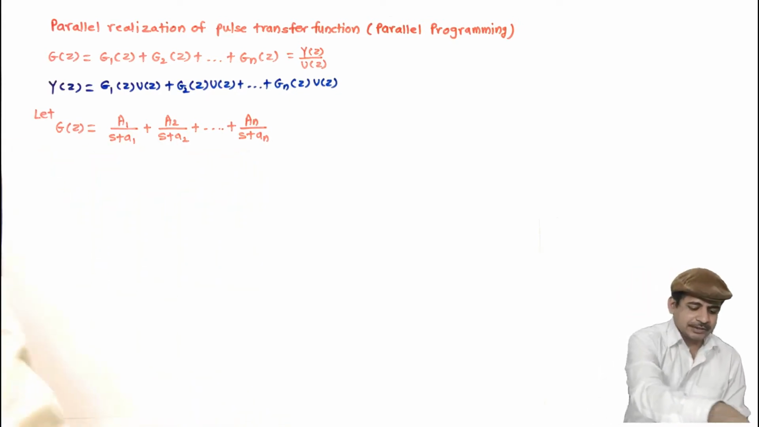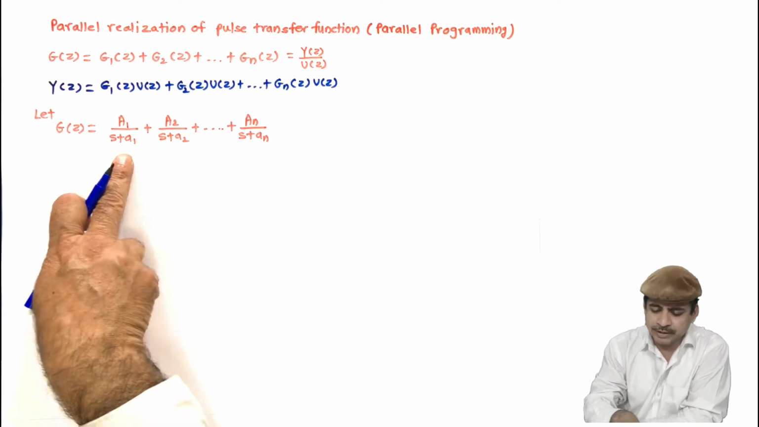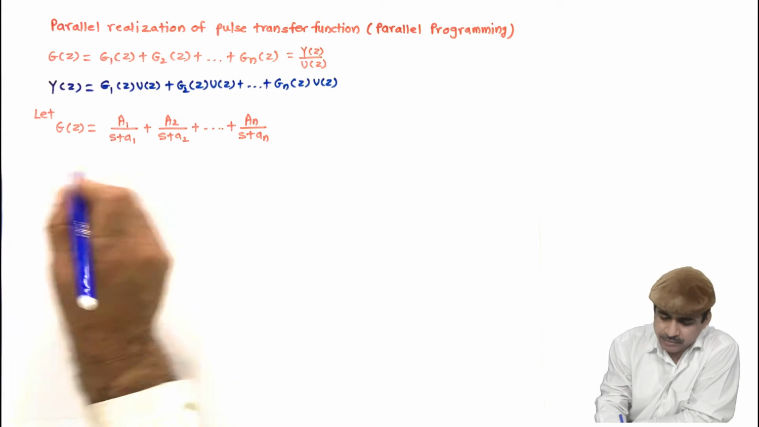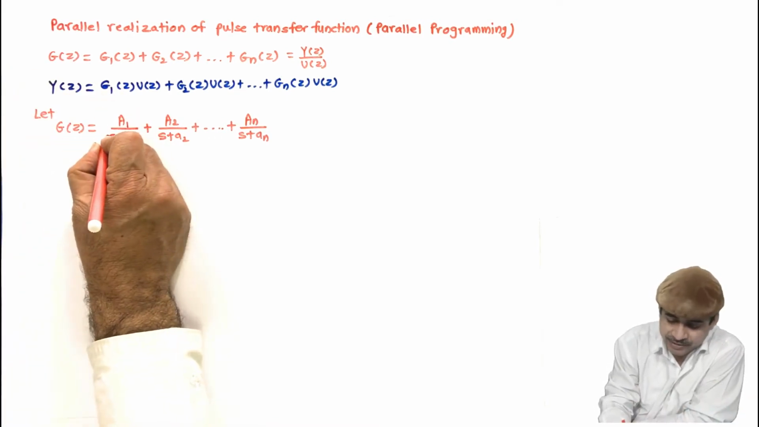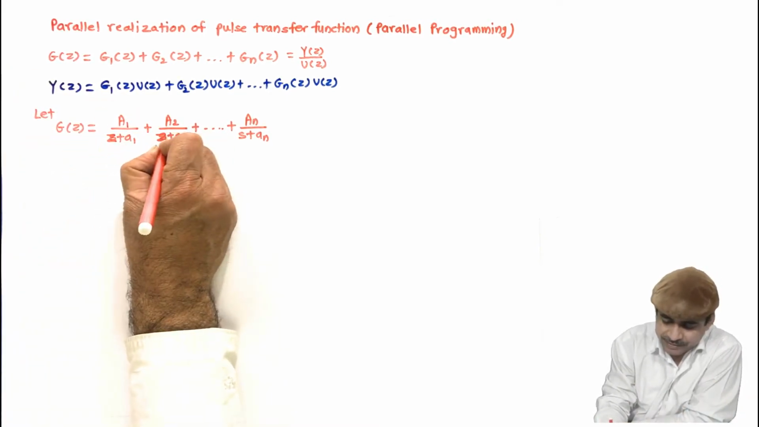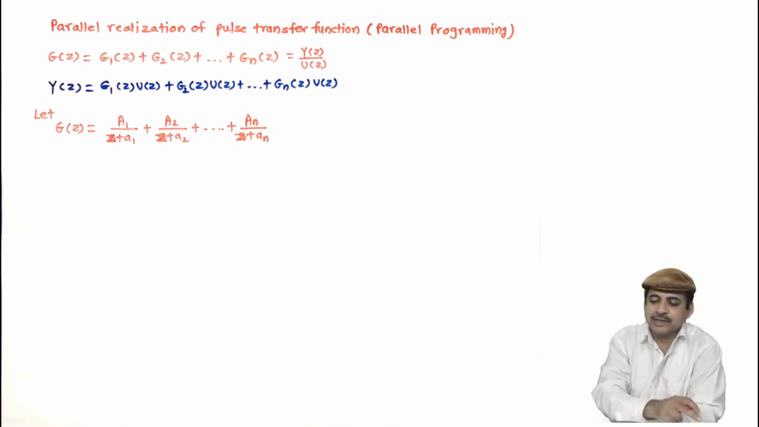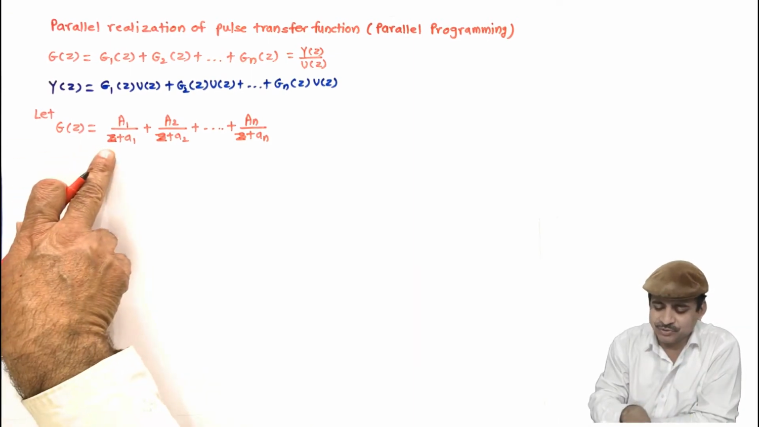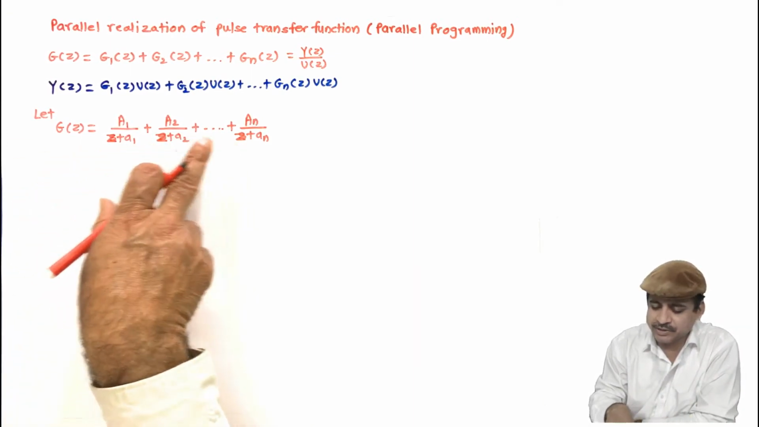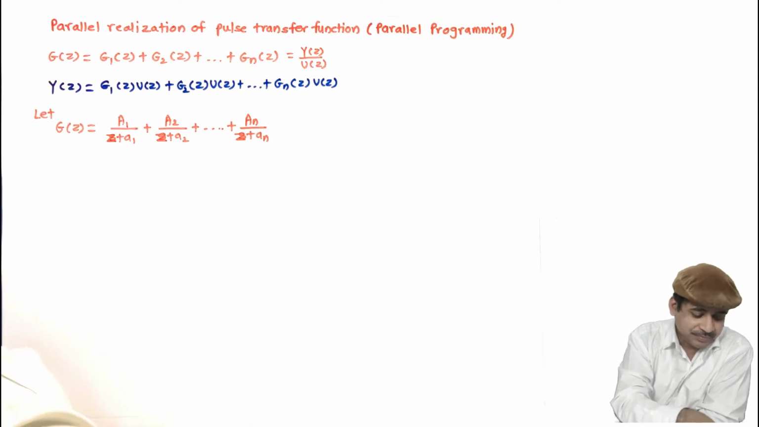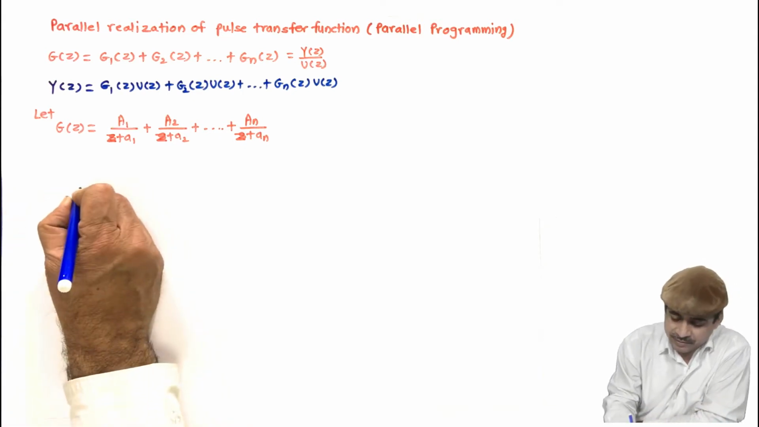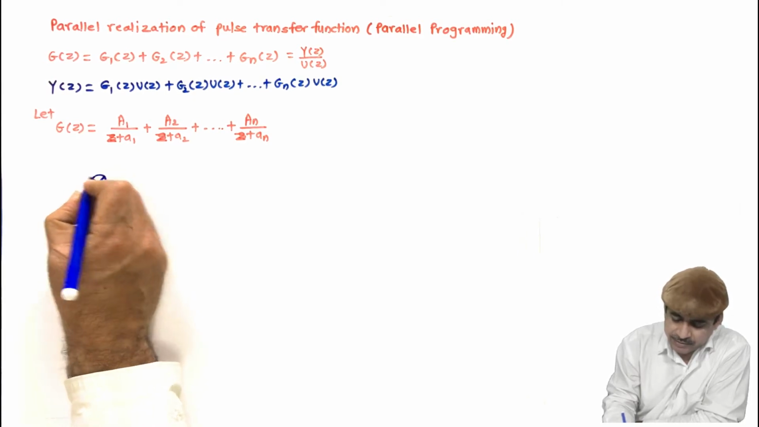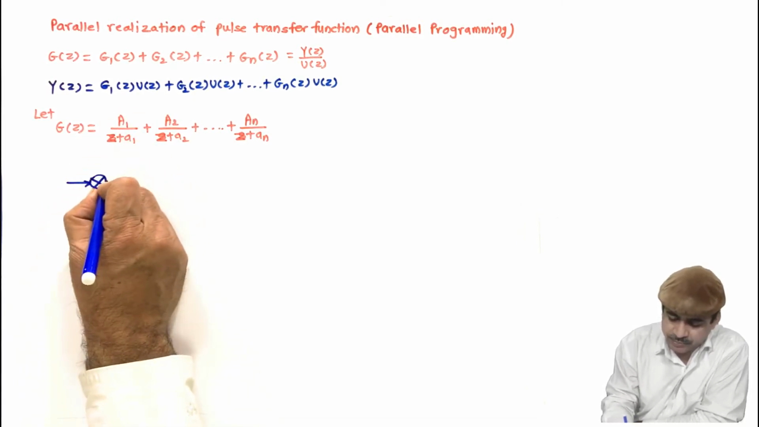And then how to realize this? We have to realize individual pulse transfer function by direct realization. That is not s here, one mistake, big mistake. This shall be z. This will be s in case of continuous time systems. This is a discrete time system, so it will be z. It's z plus a1, z plus a2, z plus an.